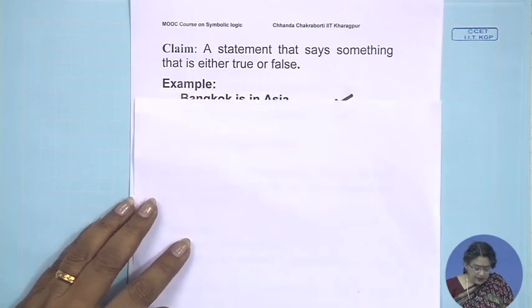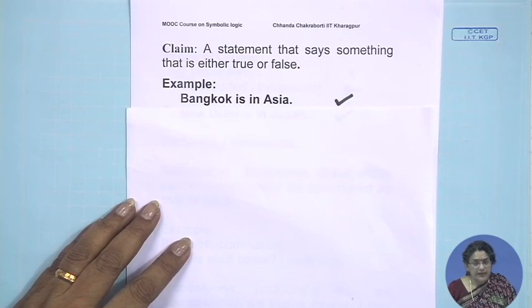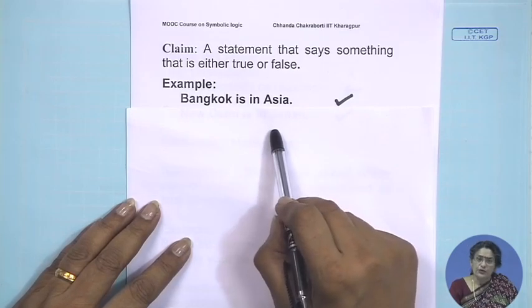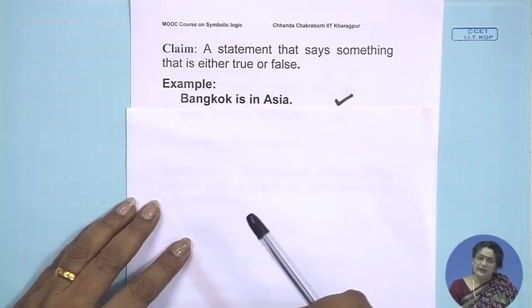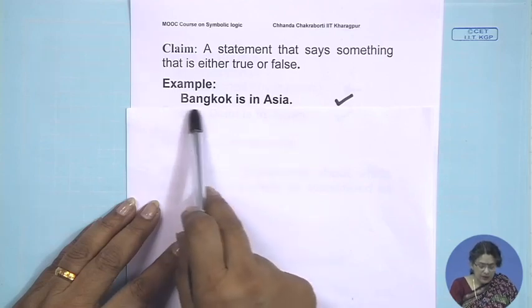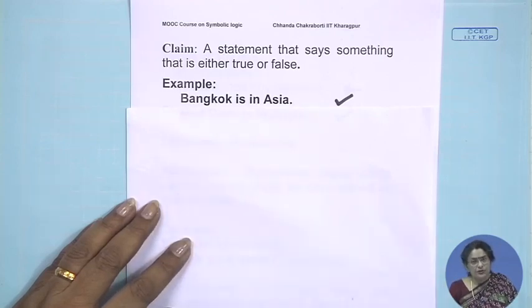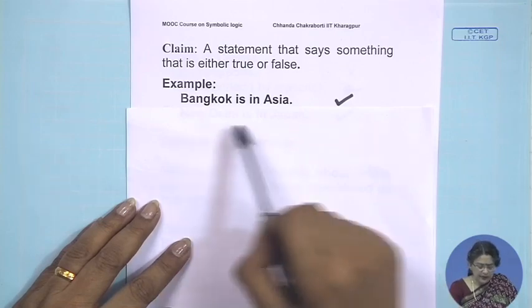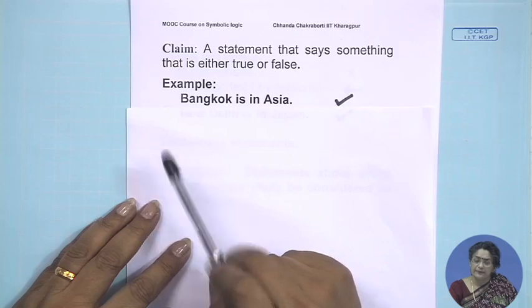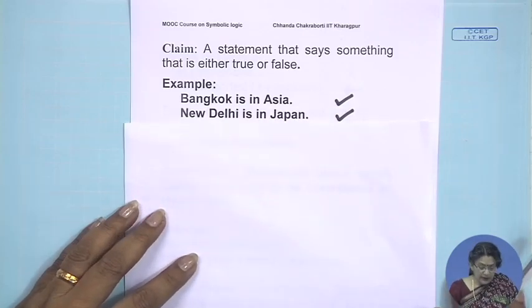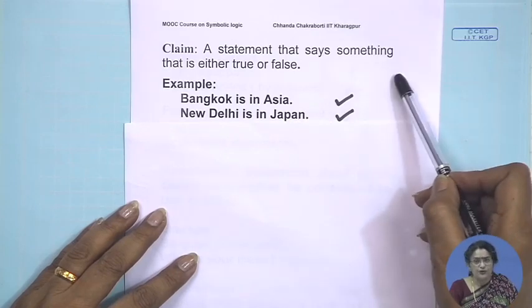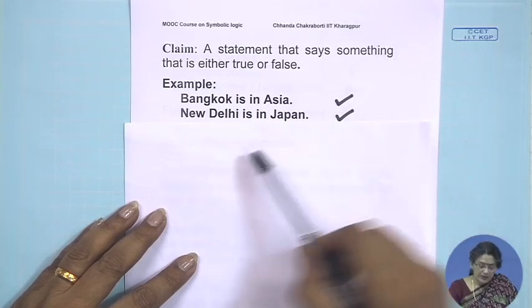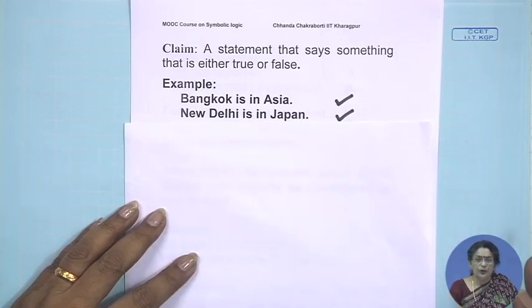I will give you an example and then we will elaborate on this. For example, suppose we say Bangkok is in Asia. That is a statement. It is a statement that is true, which makes it a claim. This is the kind of entity that we are going to look into. Now, we are using plain, simple, ordinary English so that it is accessible to everybody, and this is the kind of entity that we will call a claim. Let us take another example. New Delhi is in Japan. It is a statement and it is false, but if we remember the definition of a claim, it is still a claim. So, these kinds of things are going to be called claims.